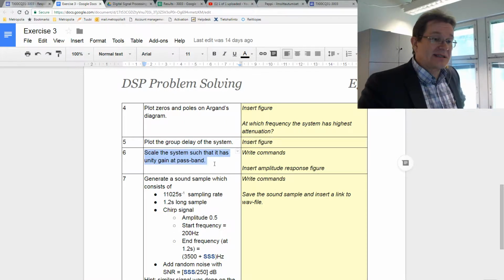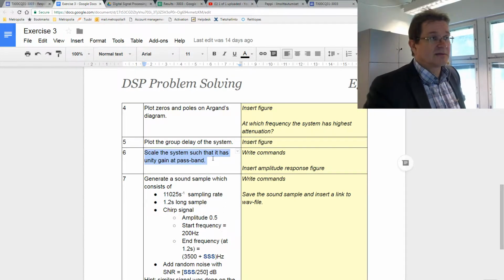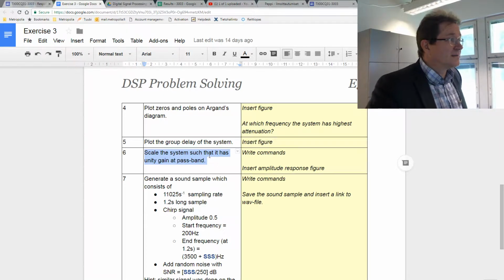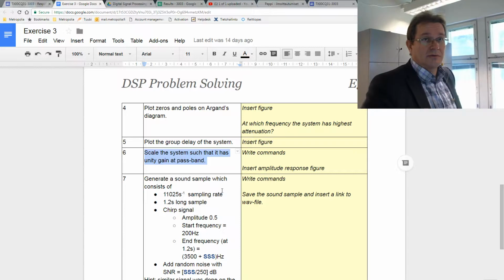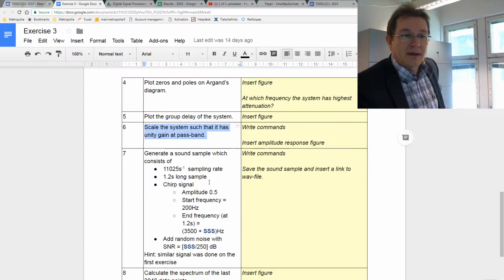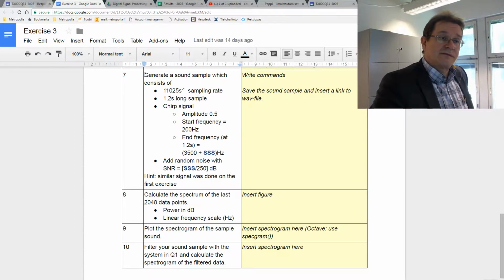Then the group delay, plotting the group delay. Then scaling the system such that it has unity gain at passband, so you don't have a magnification of the signal that at some point will start saturating. That's quite common on a filter: if you don't need amplification, then you don't have it. And then the last one is basically a combination of, well, the first one.